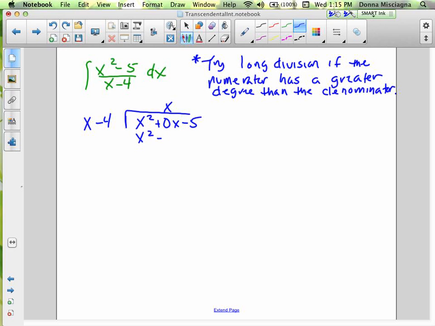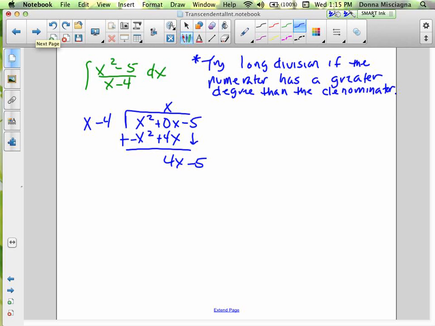x times negative 4 is negative 4x. And then we subtract, which means to add the opposite. So x squared minus x squared is 0x squared, and 0x plus 4x is 4x. So just be careful on your terms. You don't want to make a mistake on the simplest thing, which is the long division, and then your integral is going to be all wrong.